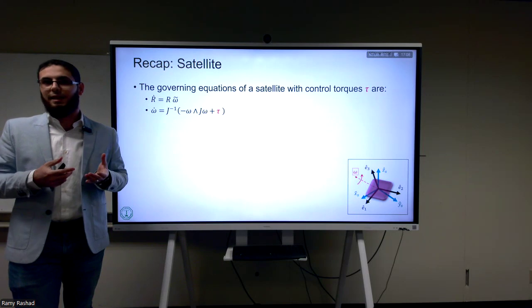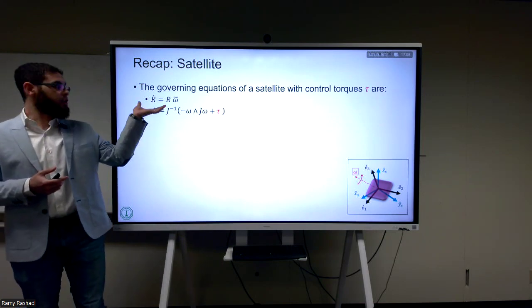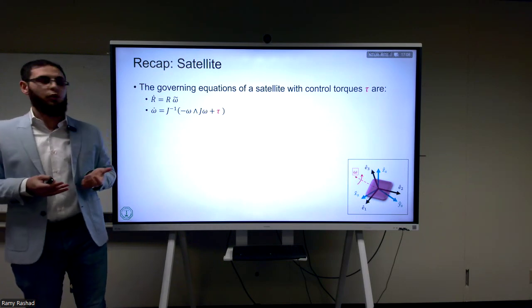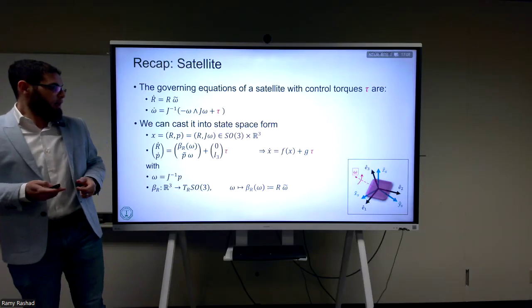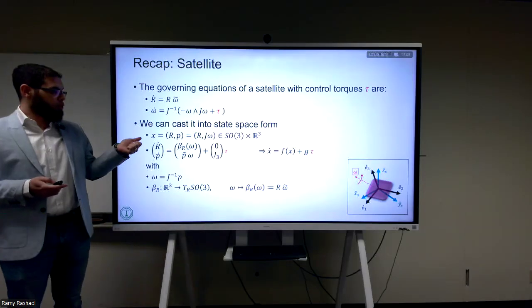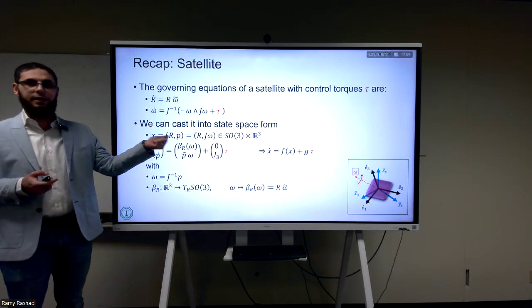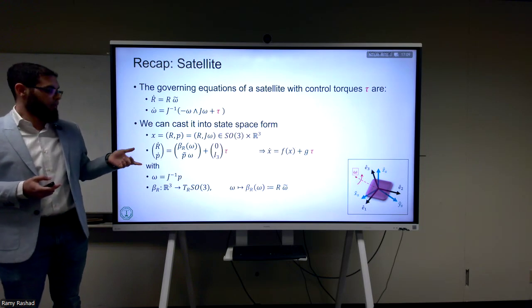So we're talking here about the satellite example given by the kinematic equation and the dynamic equation. The first one is that R dot is equal to R multiplied by the skew-symmetric form of the angular velocity. And the second equation is the momentum balance. Then we cast it into state space form, choosing the states as the orientation of the satellite and the angular momentum, and we wrote them in this form.